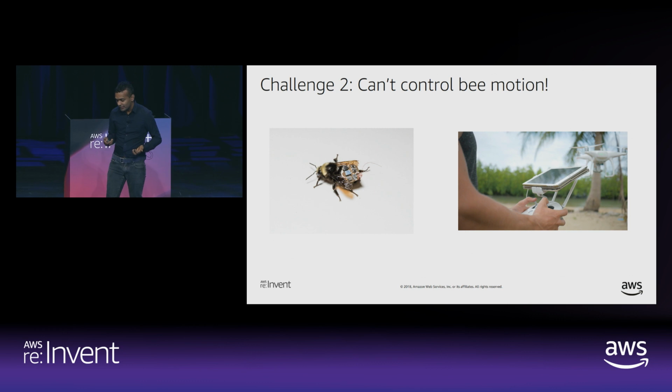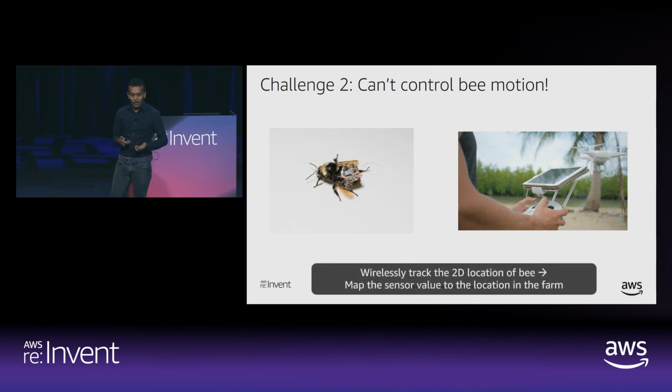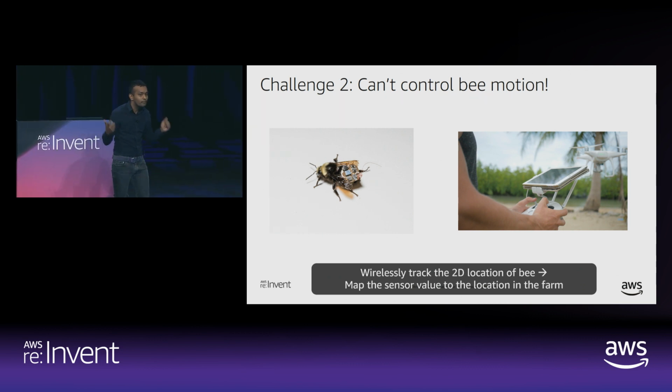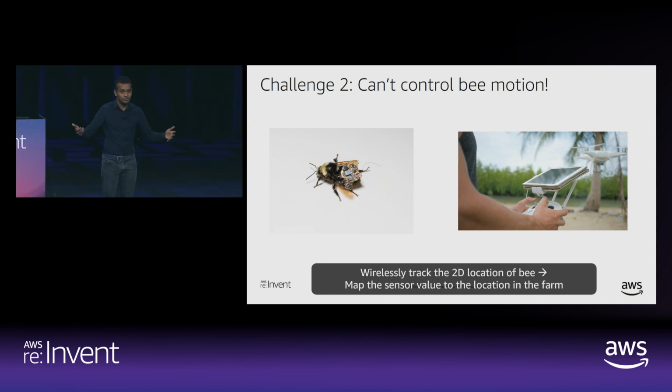So we take a slightly different approach to enabling this. What we do is what we call opportunistic sensing. So this is what we are going to have. We're going to have a GPS-like capability on the bee itself, so the bee can figure out exactly where it is with respect to space.